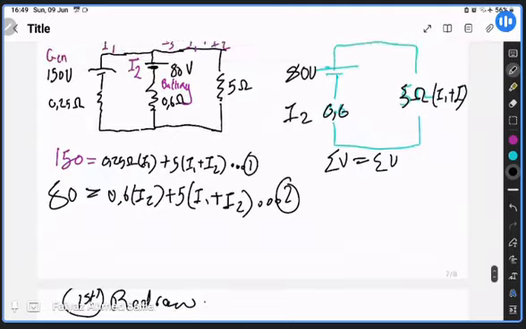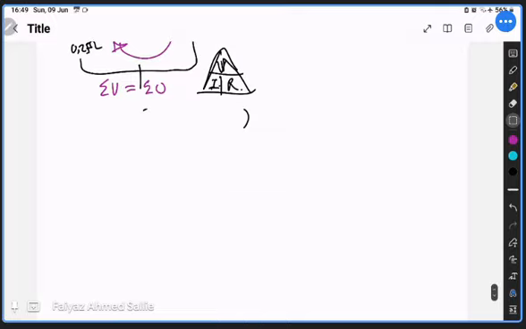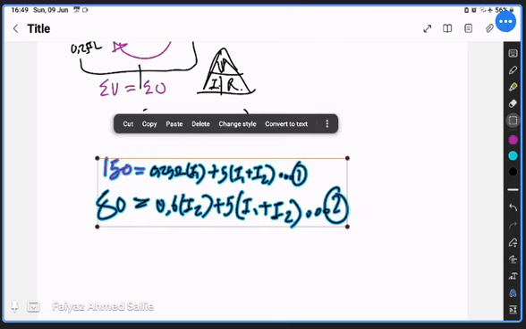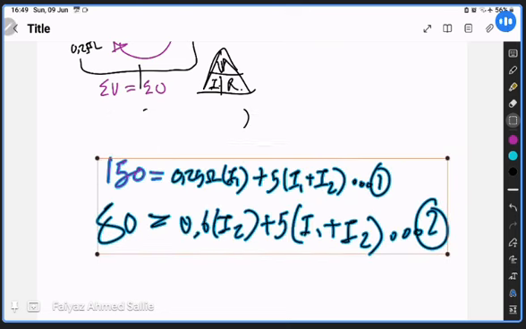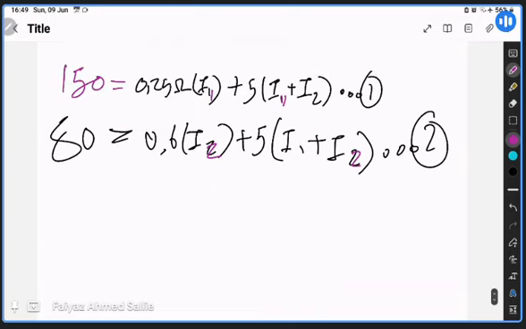So that is our two equations. Let's copy it and paste it over here. You'll notice this thing: we have an I1 over here and an I1 over here, and we have an I2 here and an I2 here. So let's do the mathematics and get simplified equations.